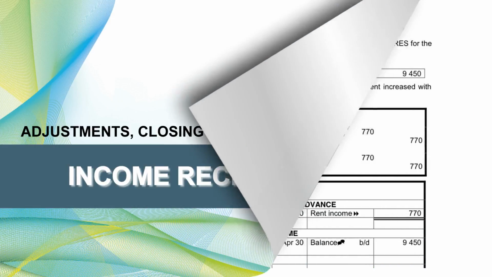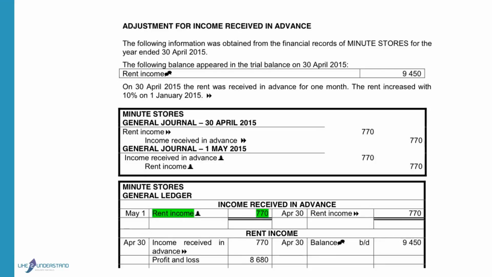Good afternoon. We will pay attention to income received in advance. The end of the financial year is 30 April 2015, so the beginning of the financial year is 1 May 2014. In the trial balance, there's a total amount of 9,450. So the rent income account has a balance of 9,450. This amount appears on the credit side of the rent income account because every time money was received, bank was debited and rent income was credited.